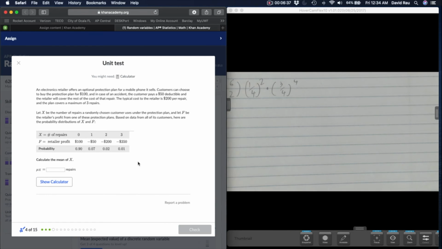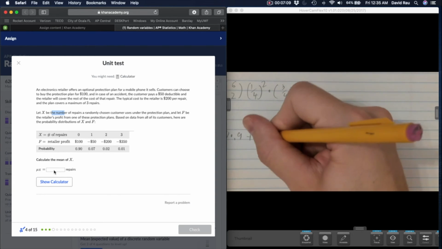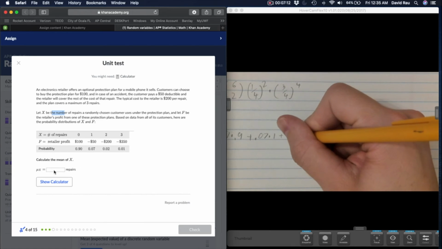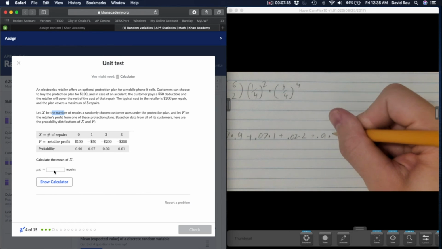Alright, up next we're supposed to calculate the mean of f given this kind of box plot here. And so the x is the number of repairs randomly chosen. Now this is a little bit misleading because if we wanted the profit, we would multiply the profit times the probability, but since we just want the number of repairs, it's going to be 0 times 0.9 plus 0.07 times 1 plus 0.02 times 2 plus 0.01 times 3.